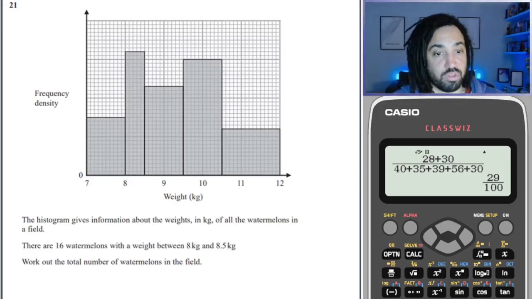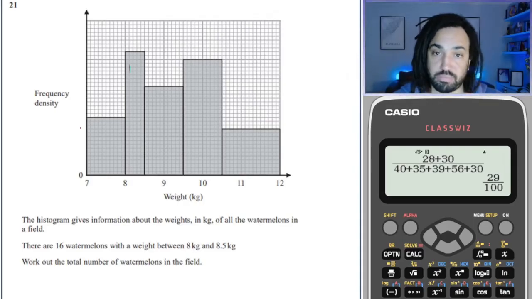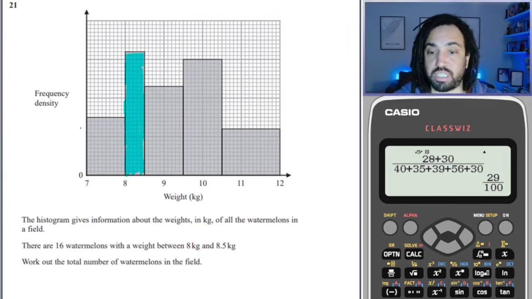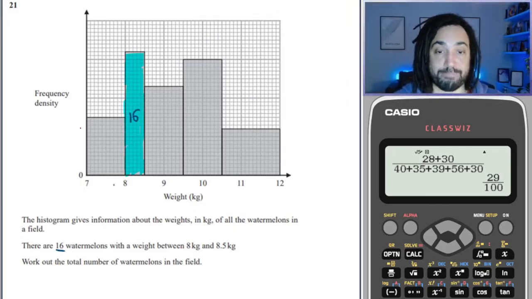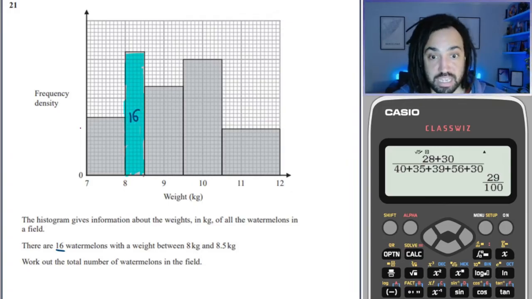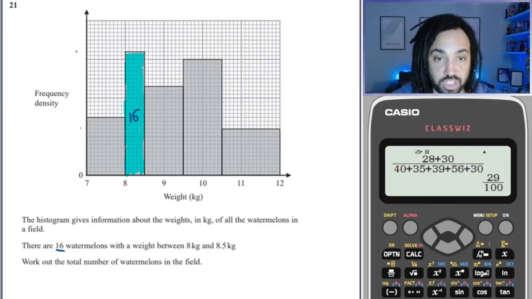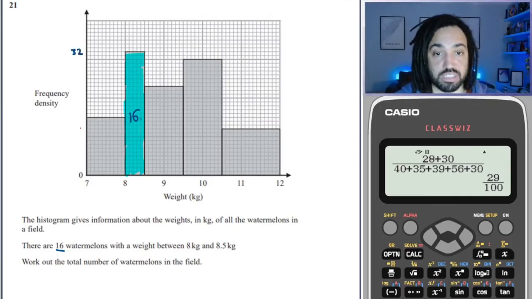Okay, next question. We've not got the frequency density, so we're going to work that out ourselves. It says the histogram gives information about the weights of watermelons. There are 16 watermelons with a weight between 8 and 8.5. Perfect. So this little bar in here is between 8 and 8.5, and that bar there is equal to 16. The area is 16 because the frequency is 16. So that has a width of a half, so therefore it must have a height of 32, because 32 times a half is 16.